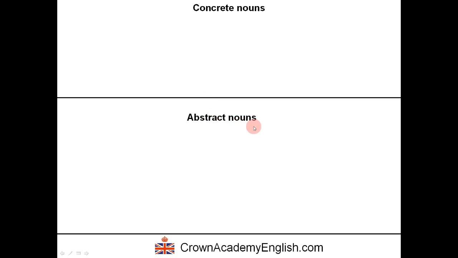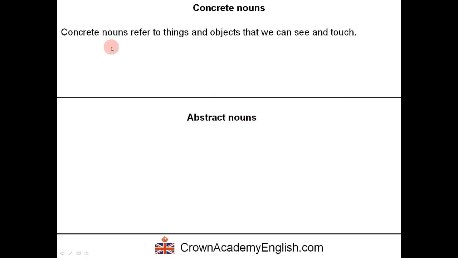Concrete nouns and abstract nouns. Concrete nouns refer to things and objects that we can see and touch. So they are real physical objects that we can see and touch. Example: computer, lamp, plate, bed, mirror, wall, car. Okay, so they are real things that you can see and touch. They are objects.